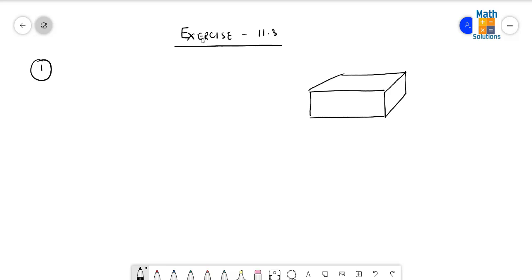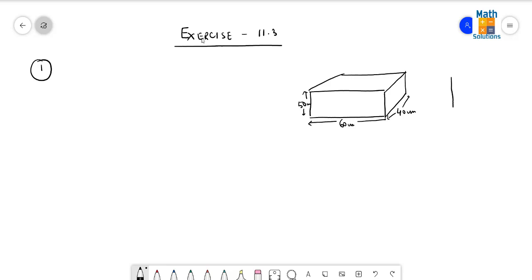Here in this case, the length is given to be 60 centimeter. Then the breadth is given to be 40 centimeter. And the height of the box, this height, is given to be 50 centimeter. At the same time, a cube is given with edge length 50 centimeter.